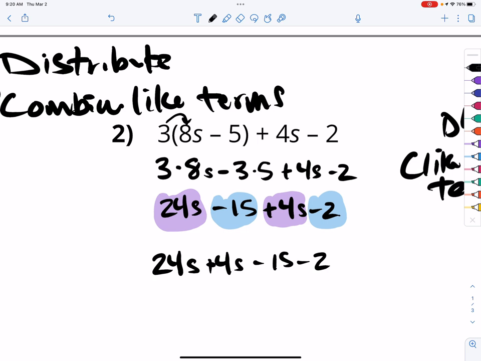24s plus 4s is 28s. And then if we subtract 15 and then subtract 2 more, we have subtracted a total of 17. So there is our answer, 28s minus 17.